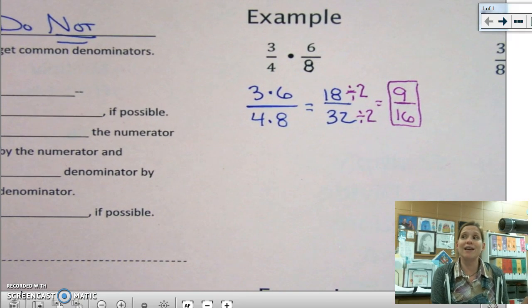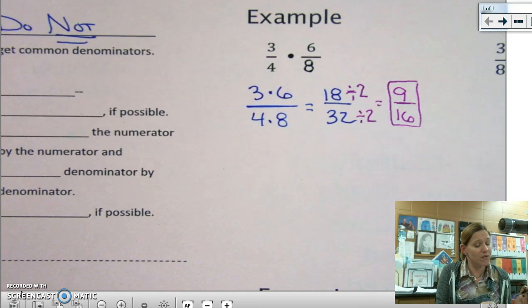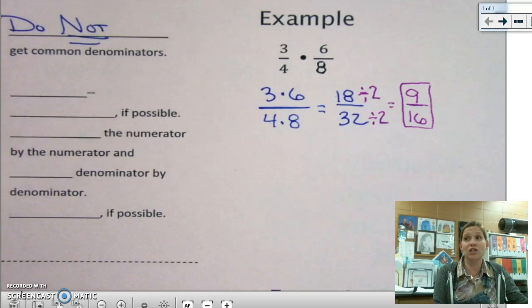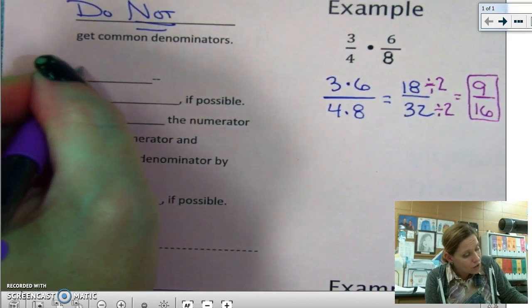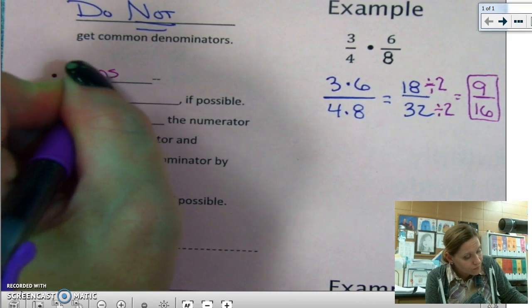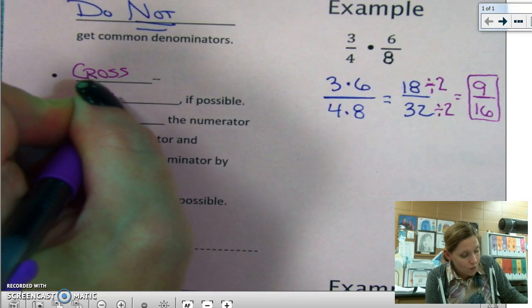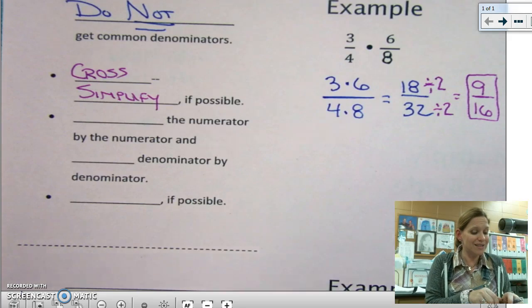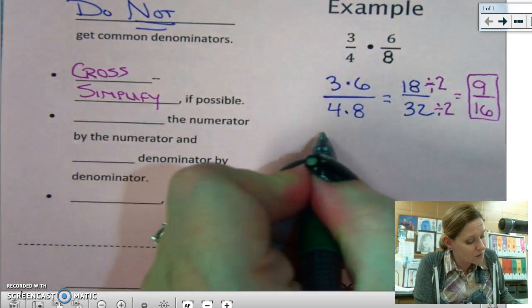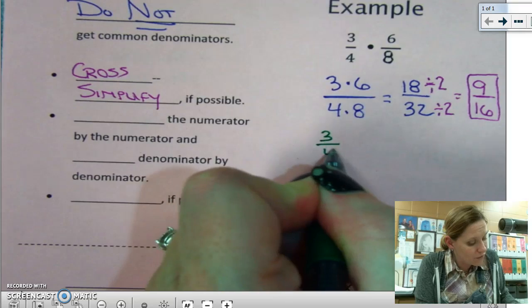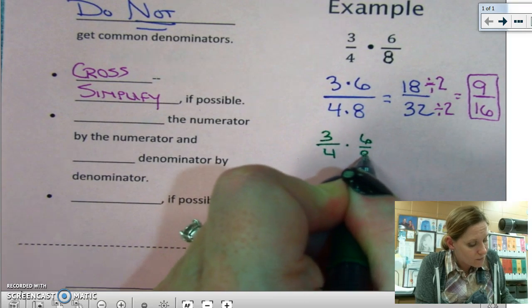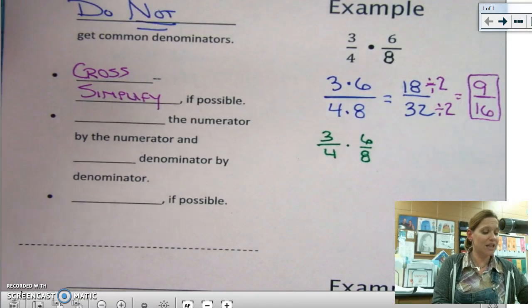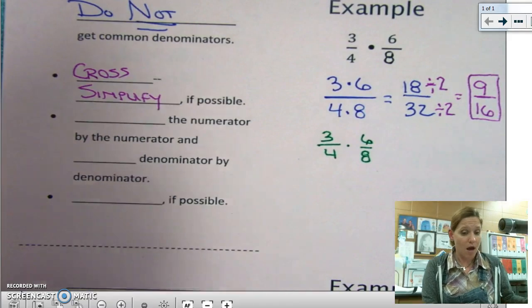But the other way, which I kind of think is kind of clever, is that you could simplify first before you even start multiplying. And that's called cross simplifying your problem, if possible, at the beginning. So what does that look like? What are you talking about, Mrs. Meyer? All right, so if this is our fraction here, what I can do is go across and see if there's anything I can simplify by.